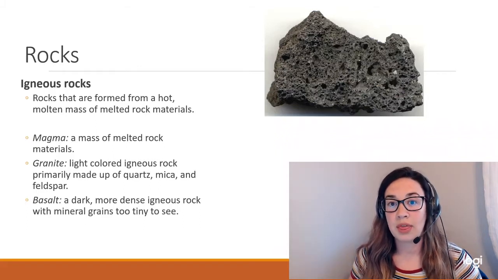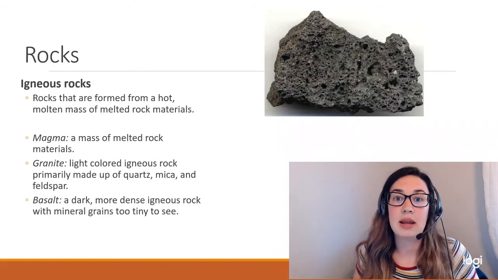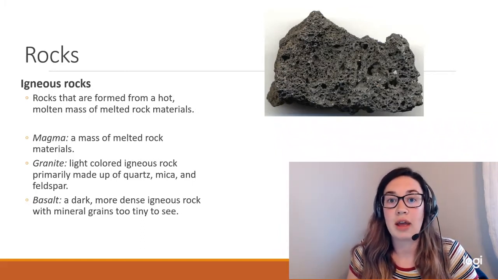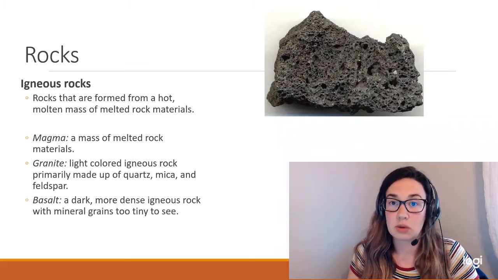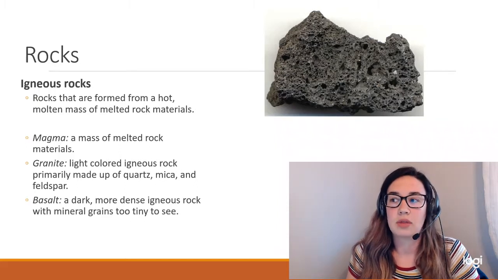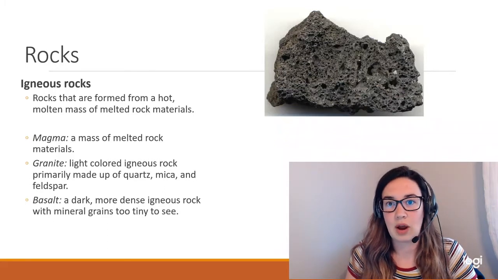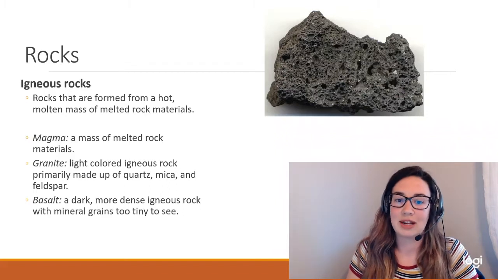And one really cool thing about igneous rocks is the size of the mineral grains. Whether the mineral grains are really, really small or really, really large depends on how fast or slow the magma or the molten mass has cooled. And so that will help classify igneous rocks. And if you ever take a geology class down the line, they'll typically have a lab where you get to look at igneous rocks and classify different igneous rocks based on grain size.